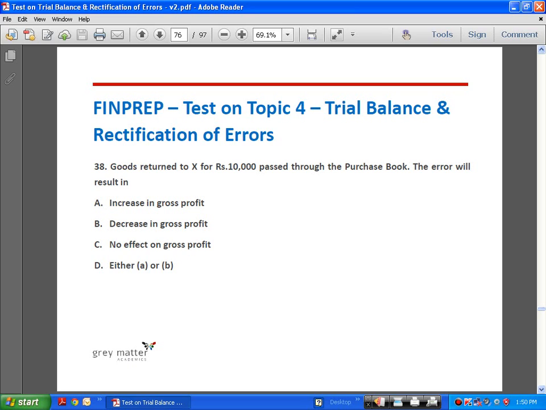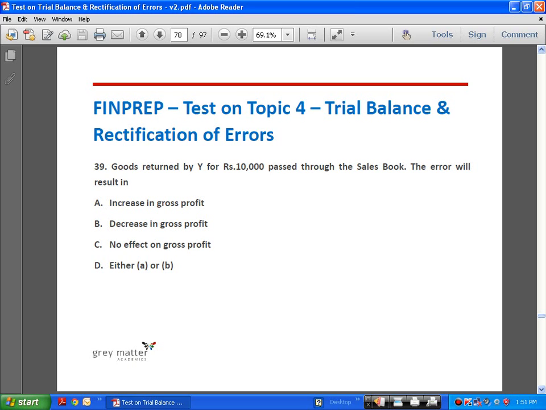Goods returned to X for rupees 10,000 passed through the purchases book. What impact will this error have on the gross profit? When goods are returned to X, it is purchases returns, but it has been shown as purchases. So once the entry is made in the purchases book, it will go to the purchases account and it will increase the purchase cost, which will decrease our profit. So the answer is B, decrease in gross profit.